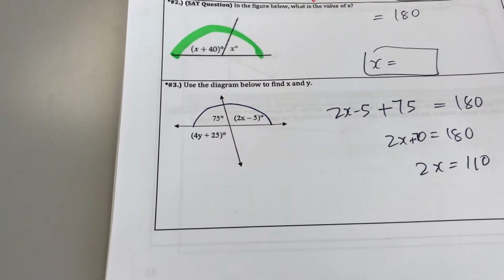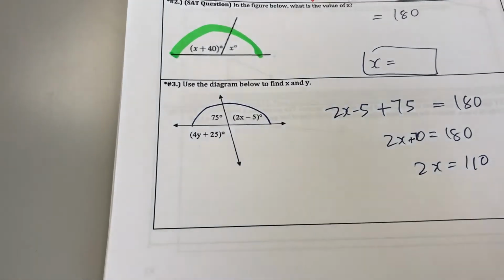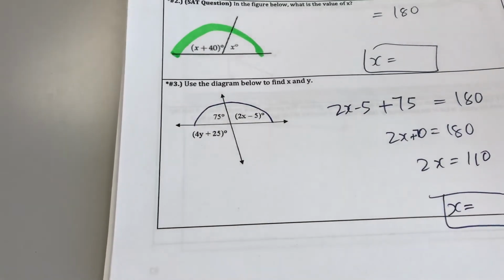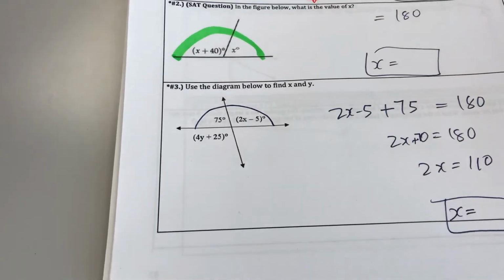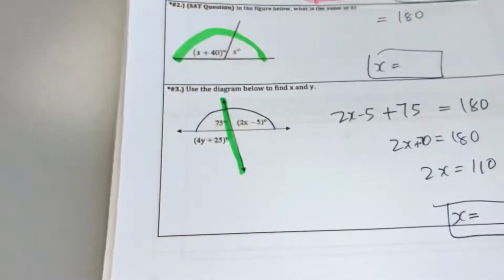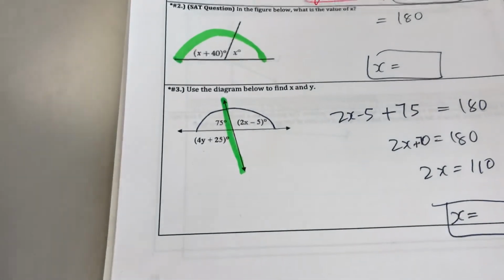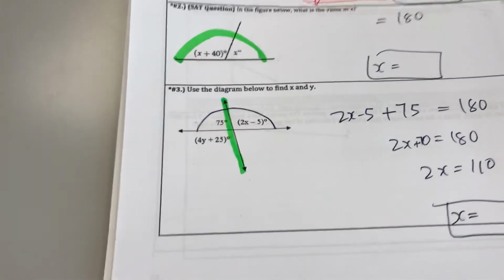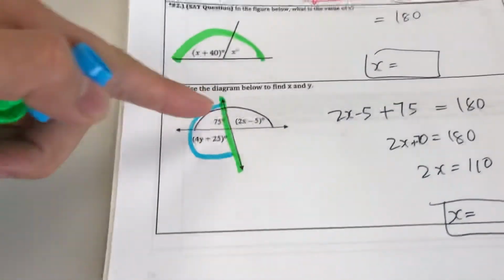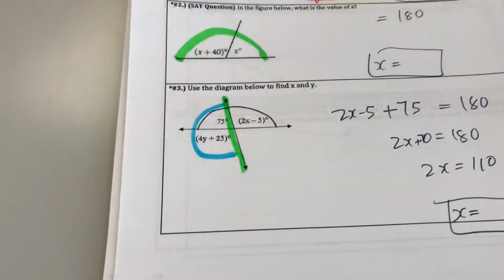Now, how would you get to y? There are 2 ways that you should be able to get to y, okay? So whatever the answer is for x, you guys fill in there. But there are 2 ways that you can think about getting to y. The first way is, notice how this is a straight line. Because this is a straight line, you can draw the sunrise thing, because this is a straight angle between 75 and 4y plus 25. So you could set it up that way.